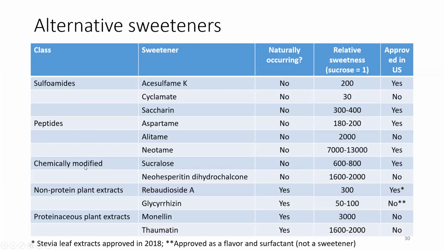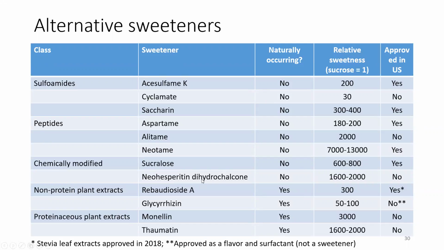Okay, next we have a couple that are chemically modified. This first one is chemically modified sucrose, this sucralose here. So sucralose is a chlorinated derivative of sucrose. And it's also very stable. So it's stable against pH and temperature, similar to the sulfamides.